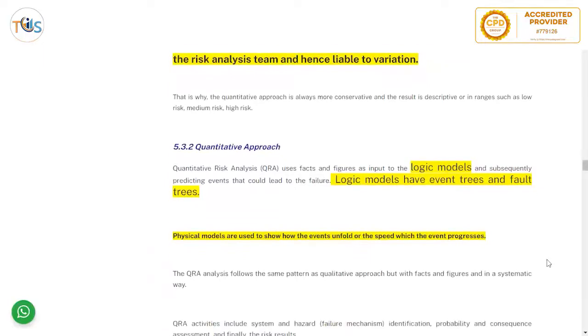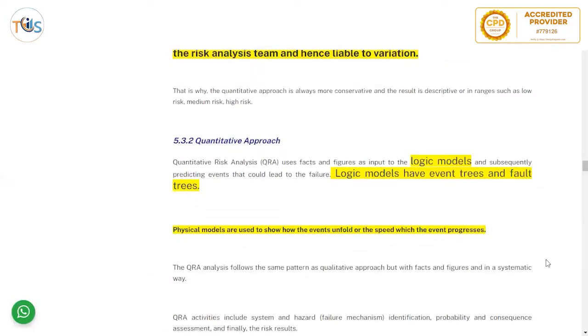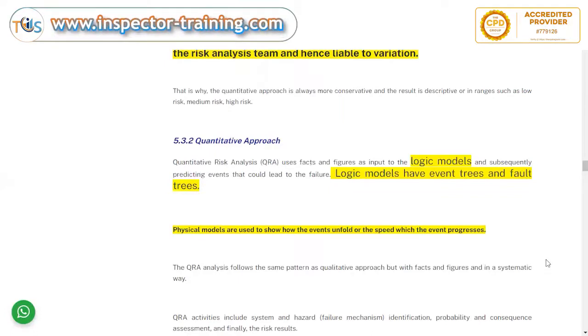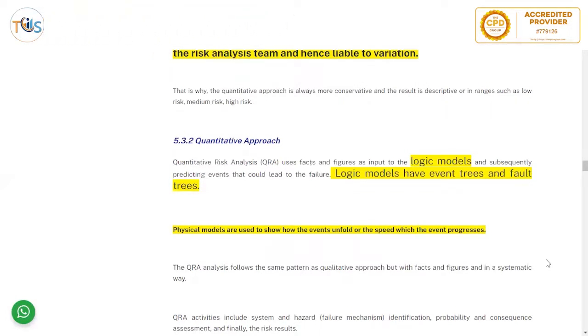That is why the quantitative approach is always more conservative and the result is descriptive. The qualitative approach is more conservative and result is descriptive or in ranges such as low risk, medium risk, or high risk.